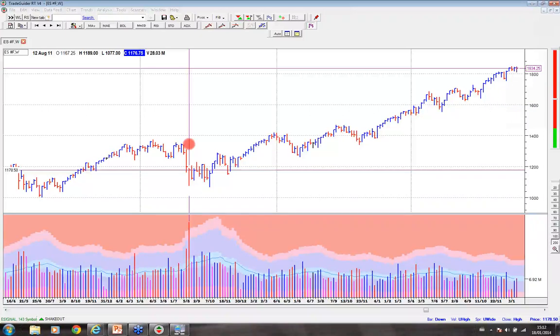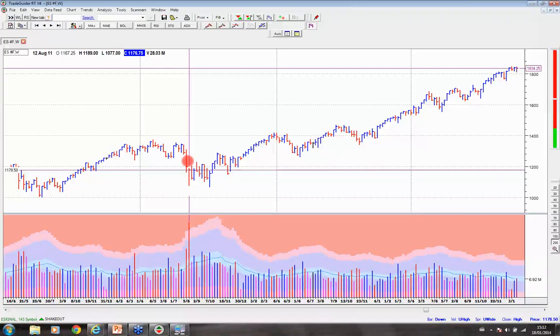Also, we always pay special attention to price bars that have a very wide range on that type of volume. They're very important because not only is something going on over those 2 weeks, but the activity level is the highest. It's 28.03 million contracts. That's more than we've seen for several years. So we know something's happening on this down bar.